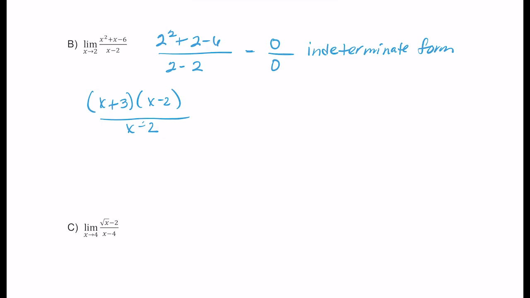And as you can all see, the x minus 2 factors disappear. So all I'm left with is just x plus 3. So now I'm going to try to take the limit as x approaches 2 of x plus 3. And now if you plug in 2 and add 3, you get 5.